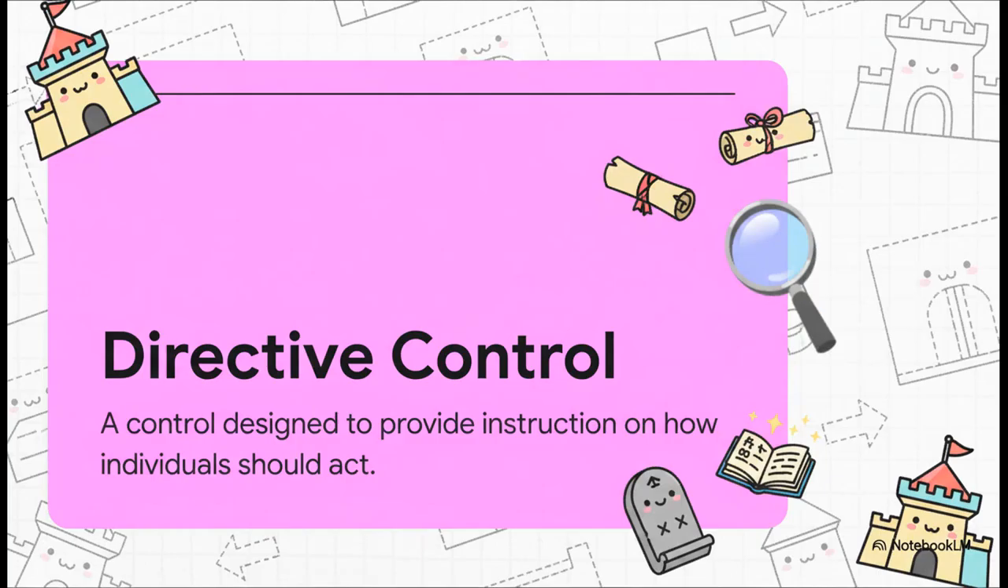And finally, we have our directive controls. Now, these aren't fancy technical gadgets or physical gates. This is the Fortress Rulebook. It's the official blueprint that tells every single person, from the guards to the citizens, exactly how they are expected to act to keep the fortress secure.